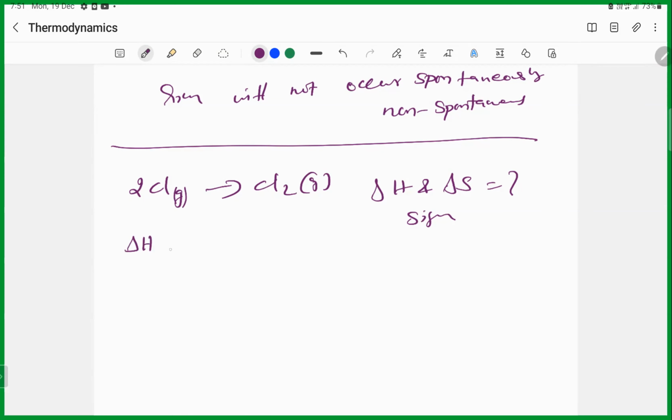Now 2 moles of chlorine gas converted into chlorine molecules. So what happened? The chlorine atom forms a bond with one more chlorine atom, it gives chlorine molecules. So this reaction is taking place, formation of bond. Correct? When there is formation of bond, energy is released.